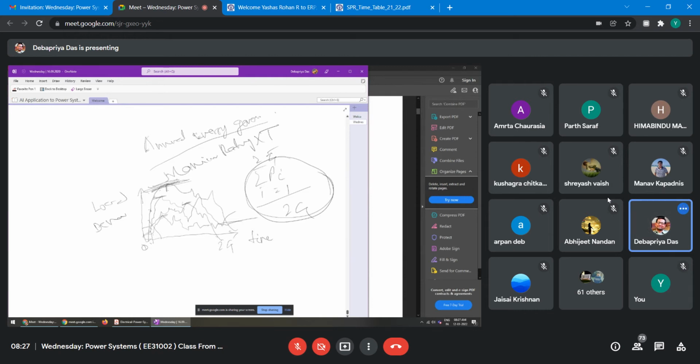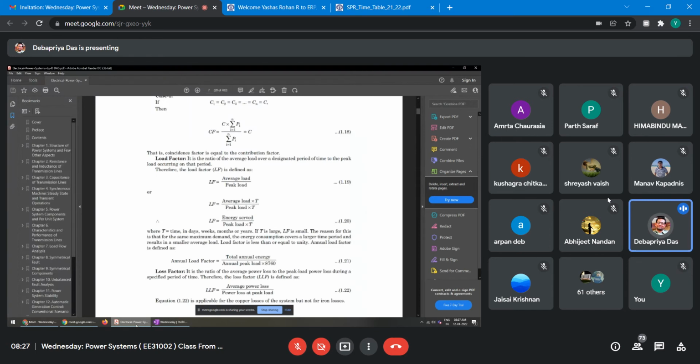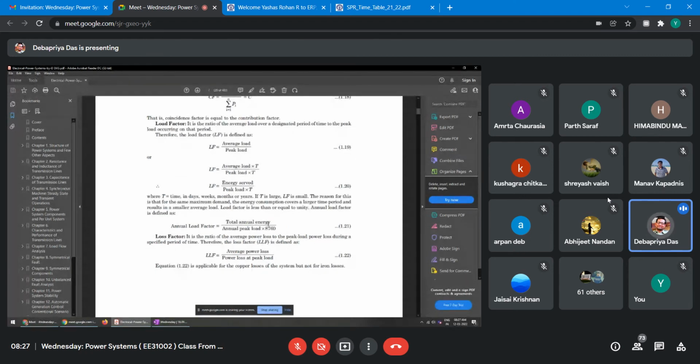So load factor is equal to average load divided by peak load. If you want to express it in terms of energy, then multiply the numerator and denominator by T. Time may be 24 hours, one month, or annual, it doesn't matter. The numerator is then the energy served, and the denominator is peak load into T. That is the definition of load factor. Annual load factor is total annual energy produced divided by annual peak load into 8,760 hours.